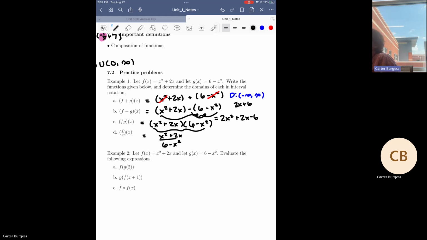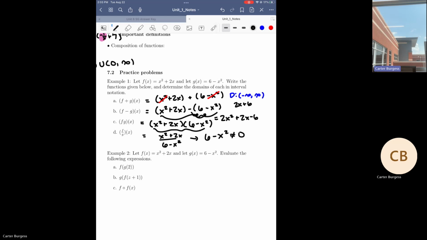Where are we going to need to worry for d? Yeah, we want to know when this denominator is equal to 0. In other words, we could say that we need to make sure that 6 minus x squared is not 0. Is that a fair way to write that? Okay. We could solve what we have here for x. So adding an x squared to both sides, we get that x squared cannot be 6.